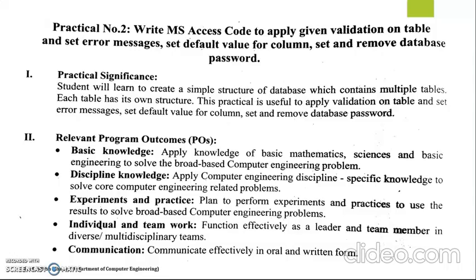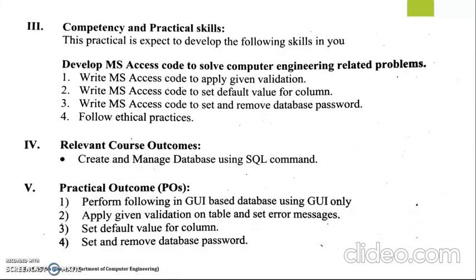Relevant program outcomes are basic knowledge, discipline knowledge, experiments and practice, individual and teamwork, and communication. Competency and practical skill: this practical is expected to develop the following skills in you. That is, write MS Access code to apply given validation, write MS Access code to set a default value for a column, write MS Access code to set and remove database password, and follow ethical practices. Relevant course outcomes are create and manage database using SQL command.